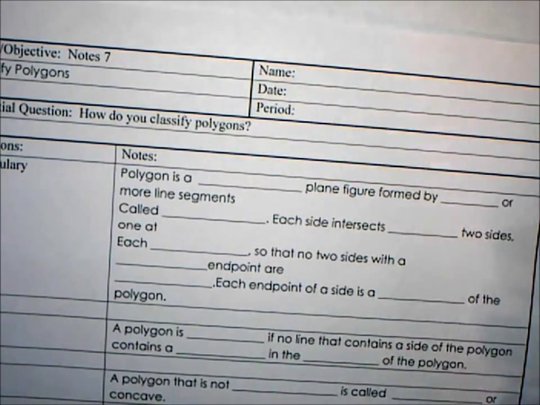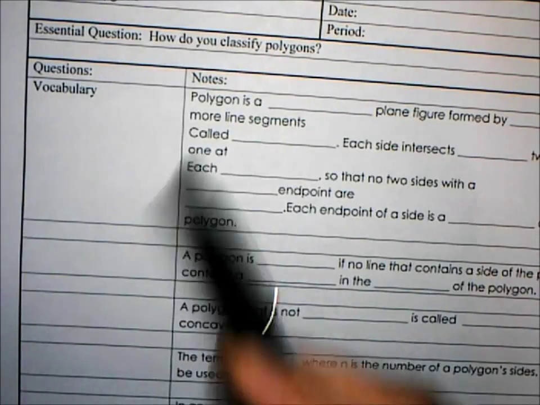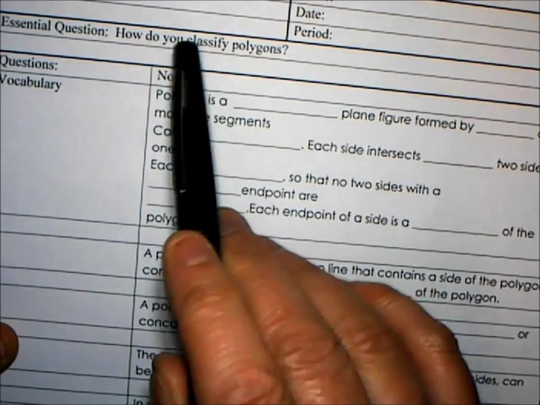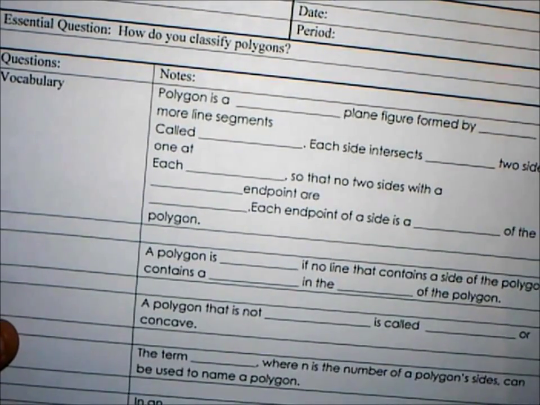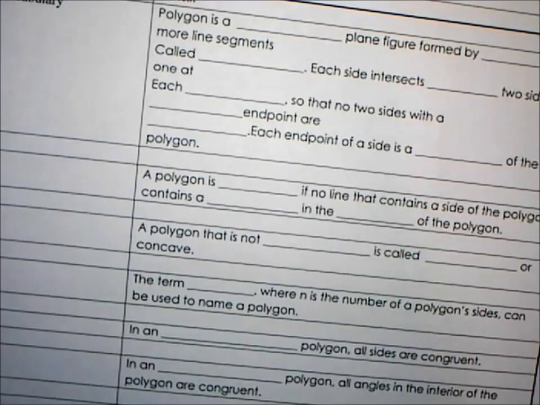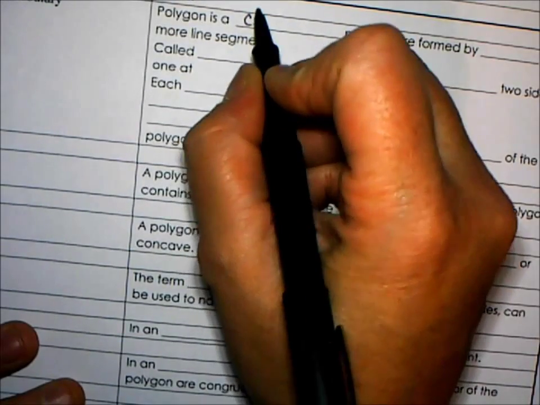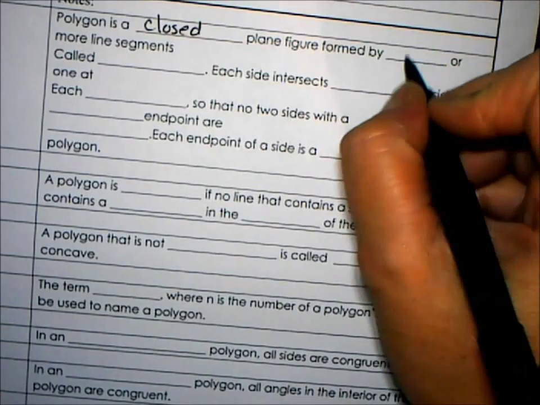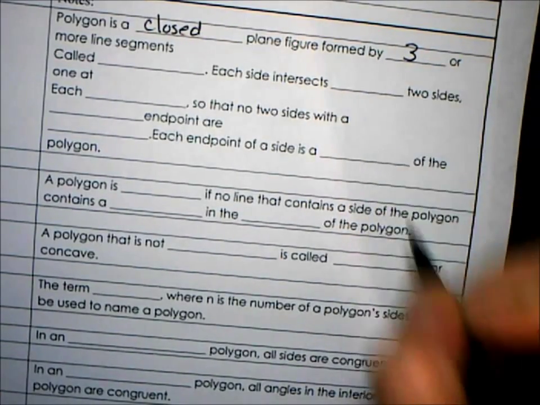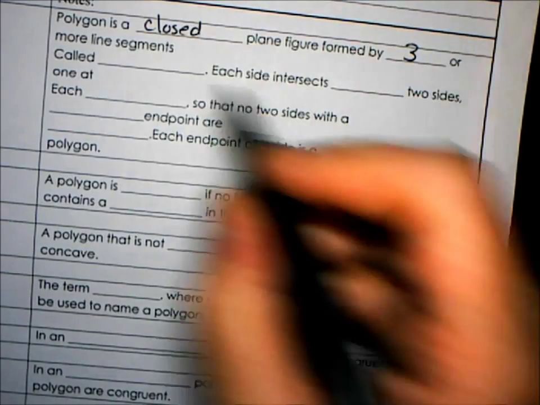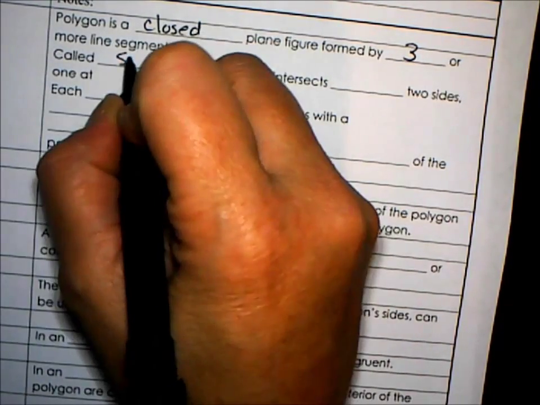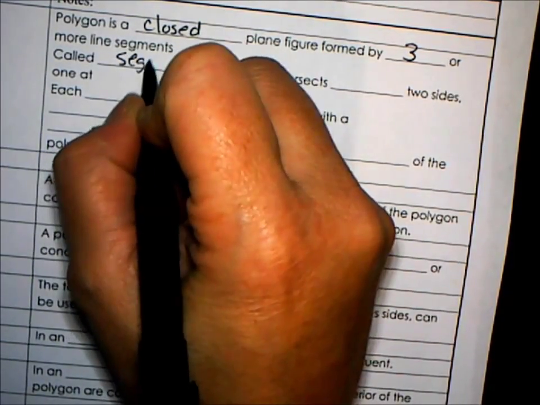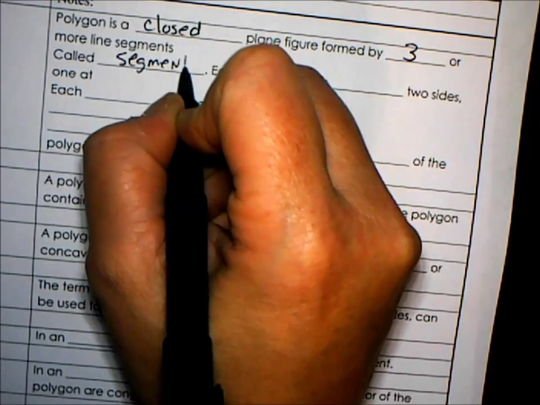Okay, here we go with note 7, classifying polygons. It says, how do you classify polygons? Well, basically you classify a polygon based on its sides. A polygon, by the way, is a closed plane figure that is formed by at least 3 or more line segments, just called segments, which are the sides.